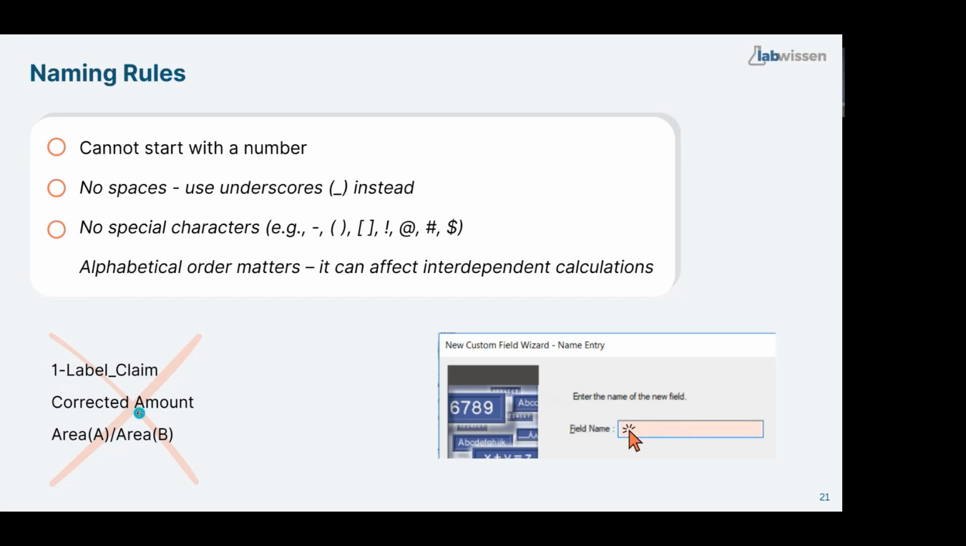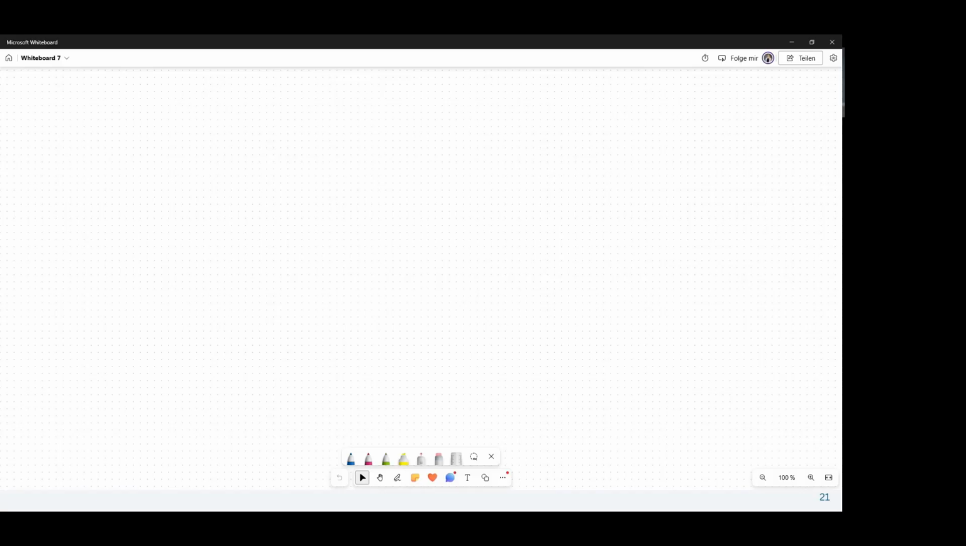Here it's wrong, we cannot use space. Here it is wrong, we cannot use brackets. One extra rule here: alphabetical order matters, it can affect interdependent calculations. What I exactly mean here? I will make a little picture for you when we discuss naming.